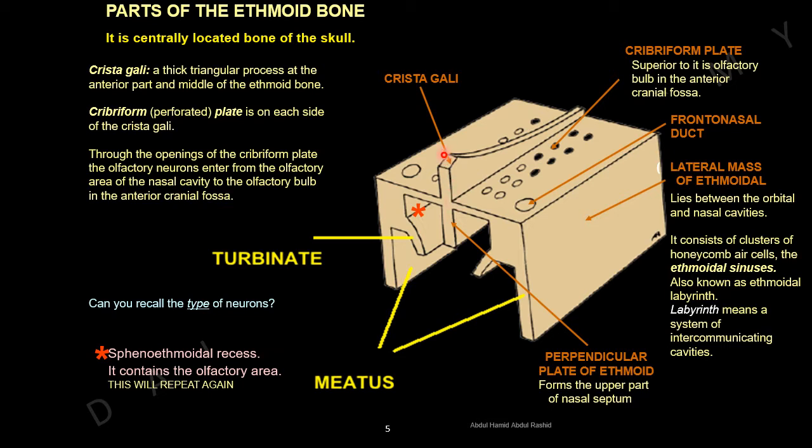This is the downward continuation of crista galli called perpendicular plate of the ethmoid bone. This will form the upper part of the nasal septum. We'll discuss this one later. This is turbinate, also called concha. Below the turbinate is meatus. This area, this nook, is called sphenoethmoidal recess, very important, which forms the roof of the nasal cavity, and then olfactory area is located here. We will discuss this one later.